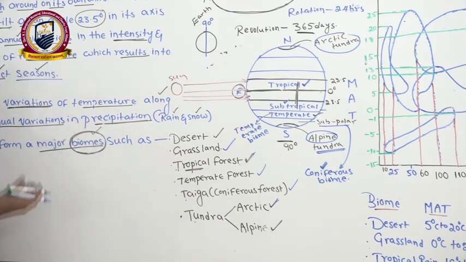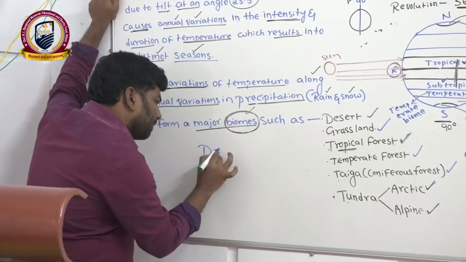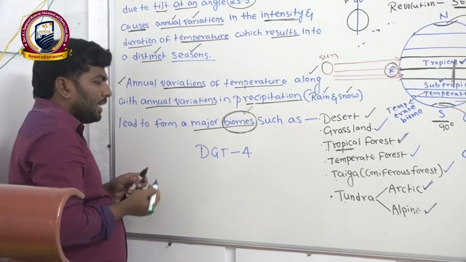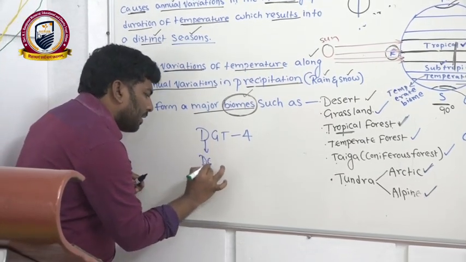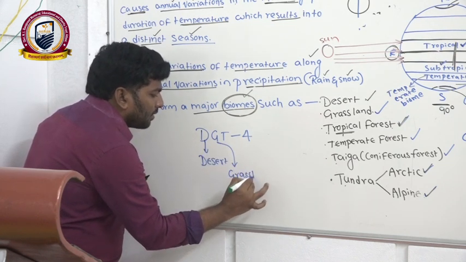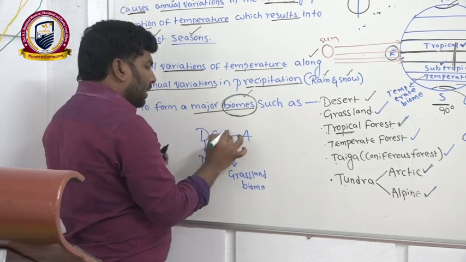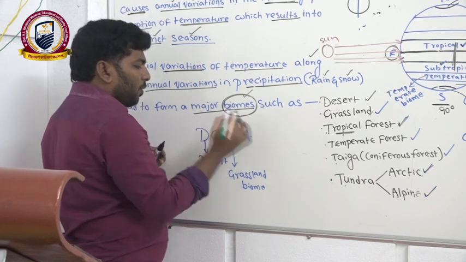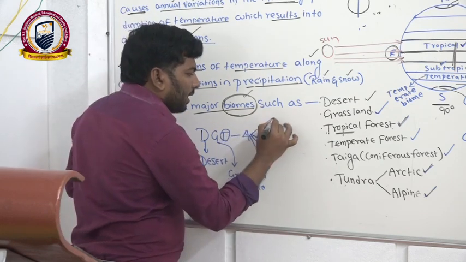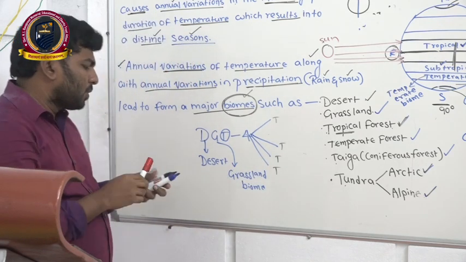Now I will tell you a simple trick to remember these 6 types of biomes. We can take here DGT 4. DGT 4 means D stands for desert, G stands for grassland biome, and T4 means you write the letter T four times. Okay, T, T, T, T. Now, what is the meaning of these 4 T's?